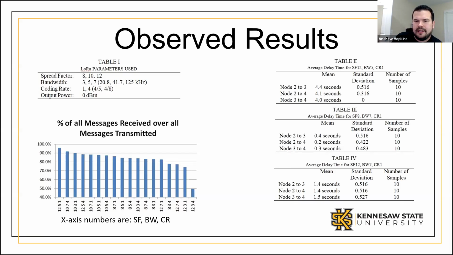I also went through and calculated the delay that I was seeing with the different transmission types. You can see the best performing parameter combination, that 12.5.1, actually had a delay of about 4 seconds from when the transmission left the transmitter to when it got to the receiver. You can see if the spread factor was brought down or the bandwidth was increased, I would get a little better delay in those transmissions.